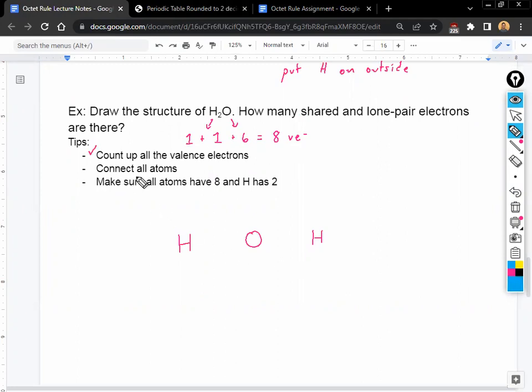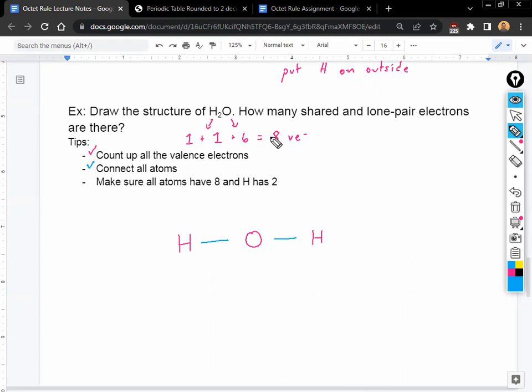Okay, next thing we're going to do is we're going to connect all the atoms. So everybody needs to be connected to somebody. So we're going to connect this hydrogen with oxygen and this hydrogen with this oxygen. Just make sure that everybody's connected. So we're going to connect all the atoms. So we're going to connect the hydrogens with the oxygens.